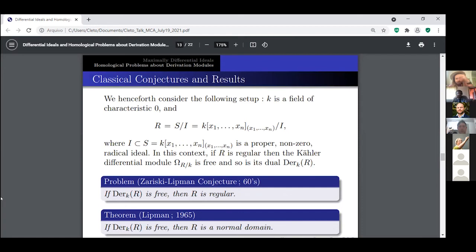And of course, in this context, if R is regular, then it's well known by the Jacobian criterion that the module of derivations is free. This is because the derivation module is the dual of the module of Kähler differentials. So this is clear. If R is regular, then the module of derivations is free.